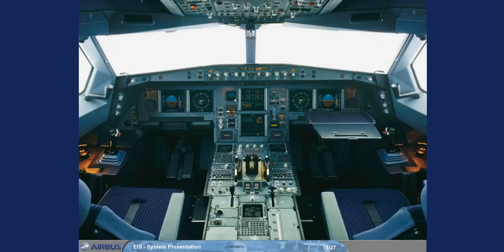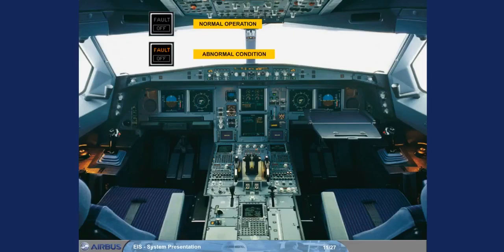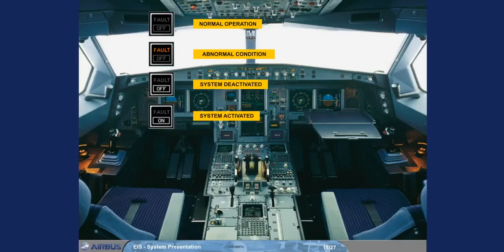For the majority of the switches on the overhead panel, the push-button switch logic is normal configuration, no lights showing. The lights out philosophy, abnormal condition, amber fault light. This helps to identify the switch related to an abnormal condition. White light, if normally the system should be operating and is deactivated, a white off light comes on. If normally the system should not be operating and is activated, a white on light comes on.